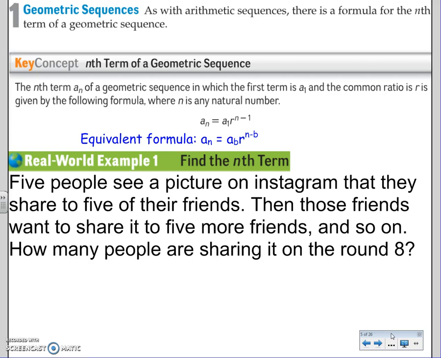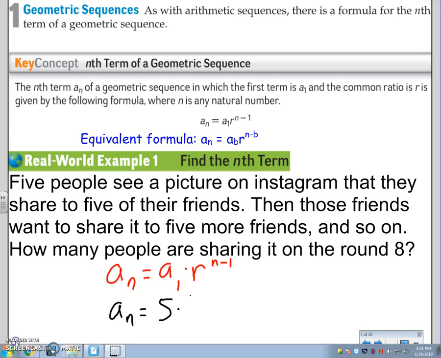Alright, so first example. 5 people see a picture on Instagram that they share to 5 of their friends. Those friends share to 5 of their friends, who then share to 5 more friends, and so on and so forth. How many people are sharing it on the 8th round? So we're going to use this formula. a sub n is going to equal a sub 1 times r to the n minus 1. We don't know how many people are sharing after the 8th round, but the first round is 5, and our common ratio is also 5, to the n, this is 8 rounds, minus 1.